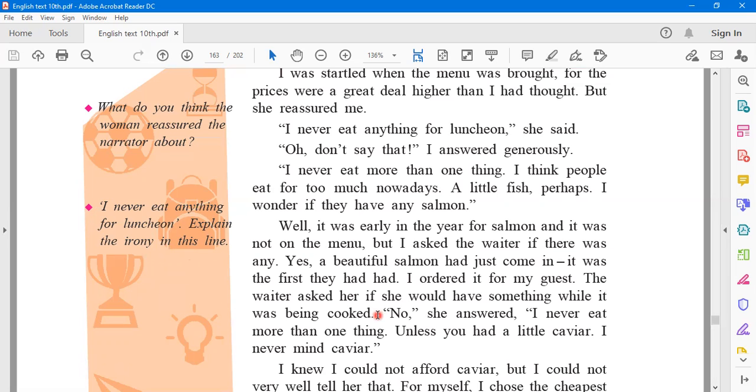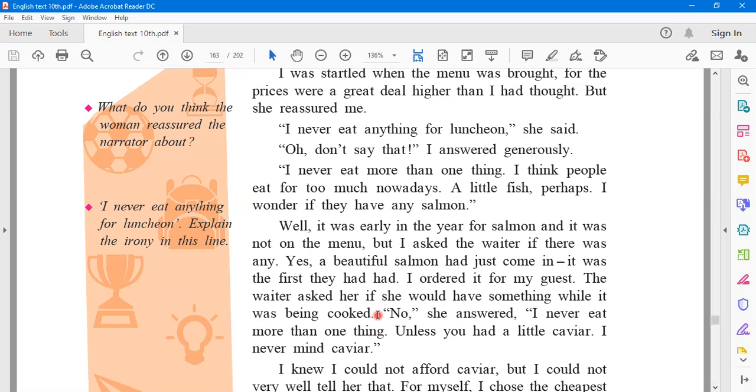"I think you are unwise to eat meat," she said. "I don't believe in overloading my stomach." Now, these are some of the sentences that bring out the irony in this particular story. "I don't believe in overloading my stomach."